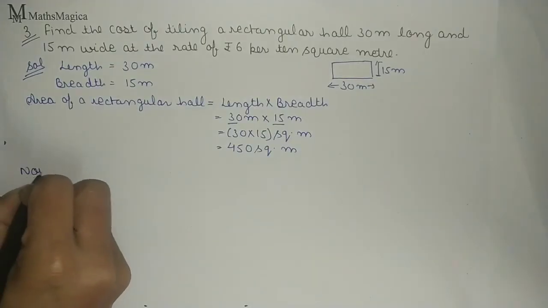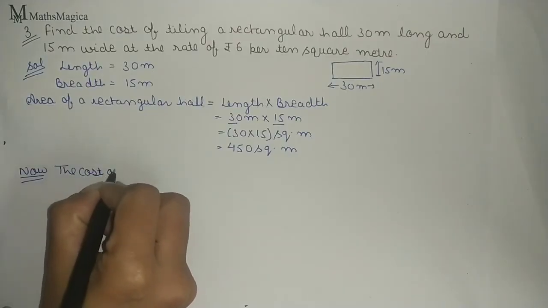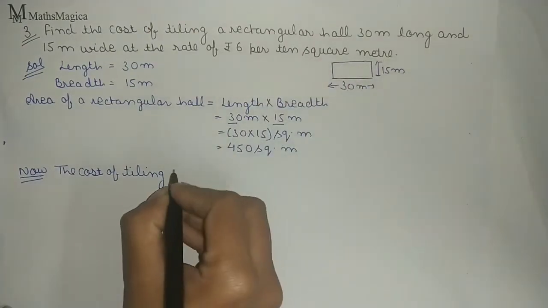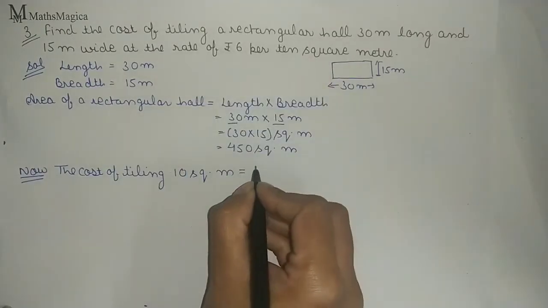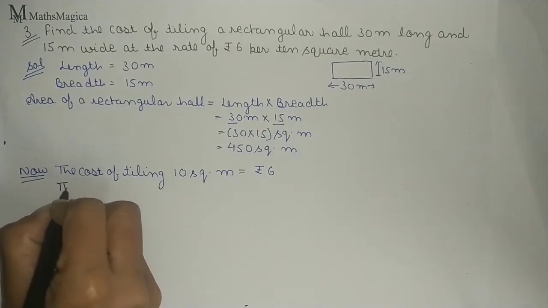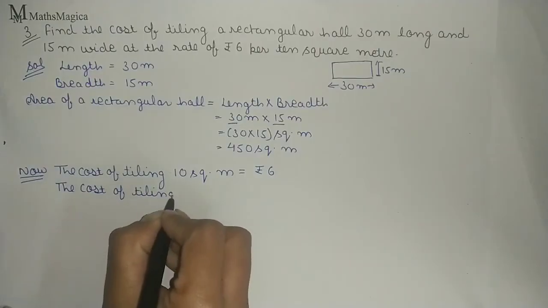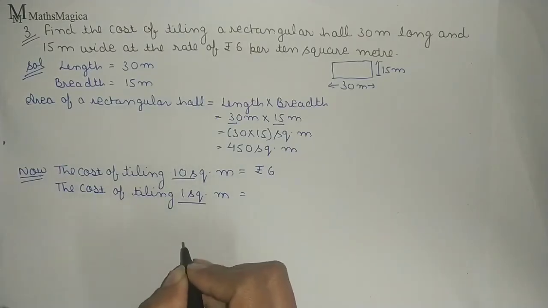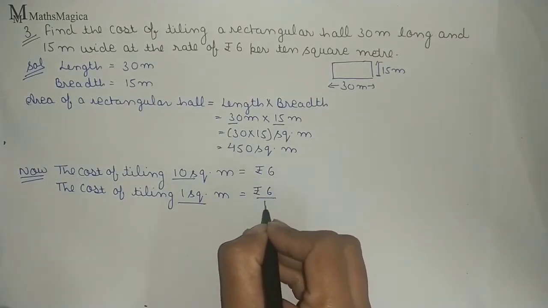Now, the cost of tiling 10 square meter is equal to rupees 6. The cost of tiling 1 square meter is equal to, see, 10 square meter to 1 square meter. You are moving from maximum number to minimum number. That time you will divide. Rupees 6 divided by 10.